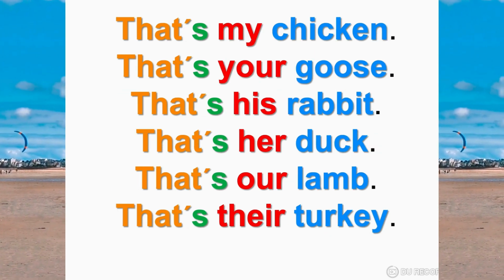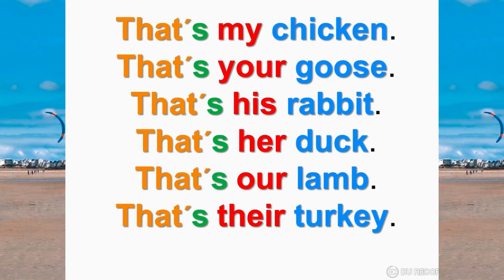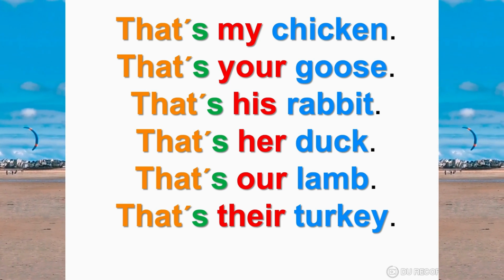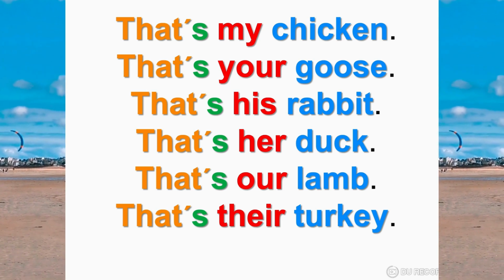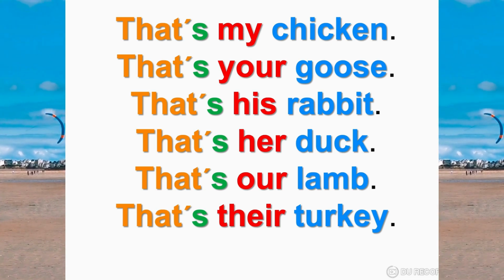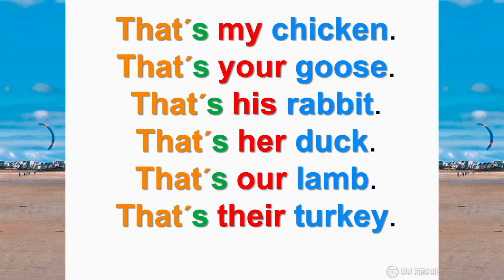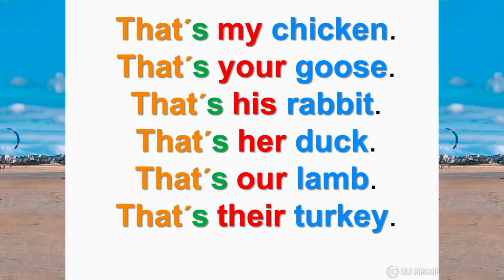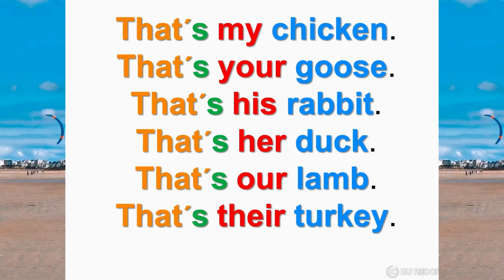Let's continue. That's my chicken. That's your goose. That's his rabbit. That's her duck. That's our lamb. So lamb, B is silent. When we have M, B is silent. That's their turkey. Let's repeat after me.